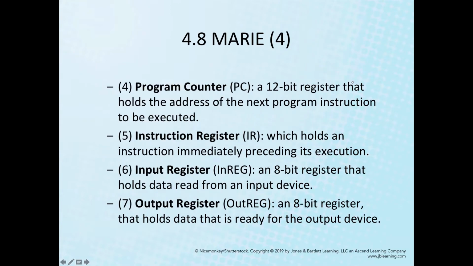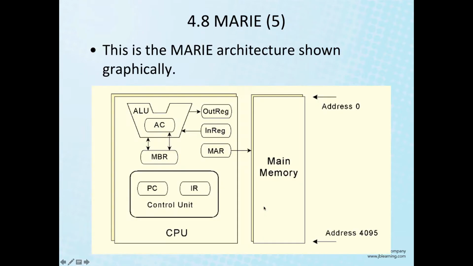And then the program counter holds the address of the next instruction to be executed. The one currently under execution is in the IR register, the instruction register, and the next instruction to be executed is pointed to by the program counter. So the program counter is an address, but the IR is the actual instruction under execution. And then for input and output, we have an 8-bit register called the IN register and the OUT register. So in total, we have 8 registers.